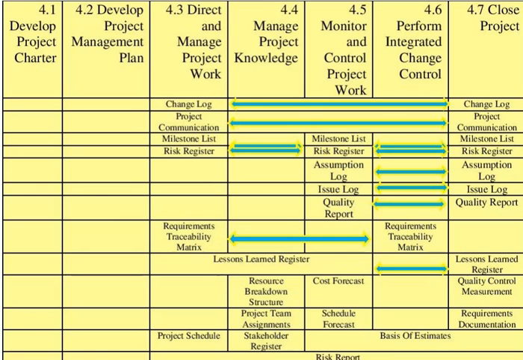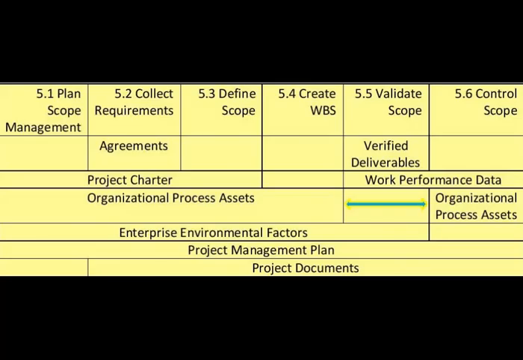The blog will explain inputs that are used in one knowledge area such as enterprise environmental factors, organizational process assets, project charter, and work performance data in project scope management, project schedule management, project cost management, project quality management, project resource management, project communication management, project risk management, project procurement management, and project stakeholder management.